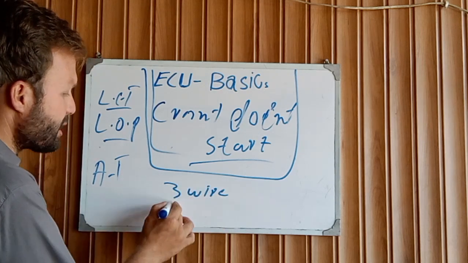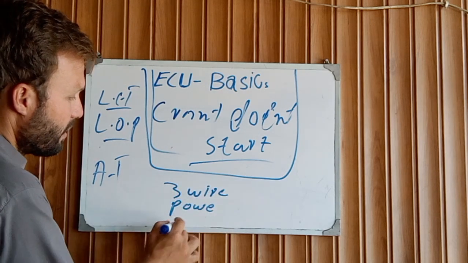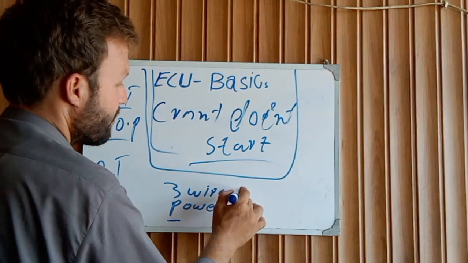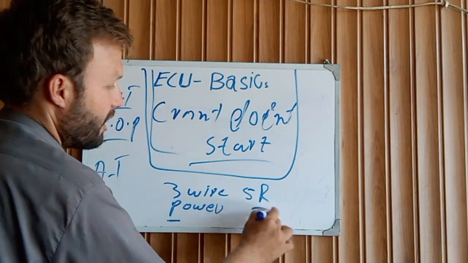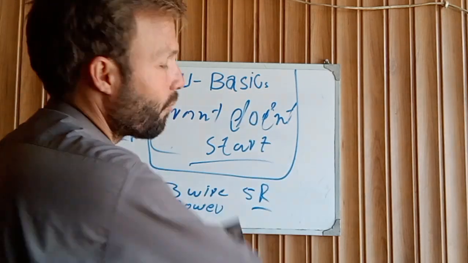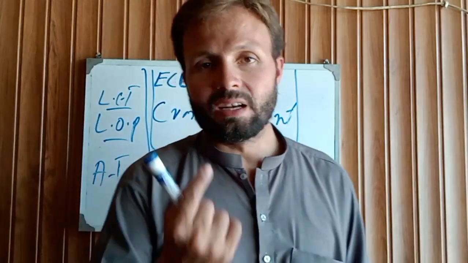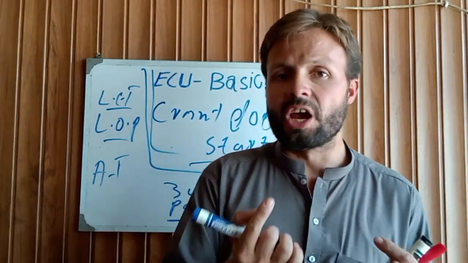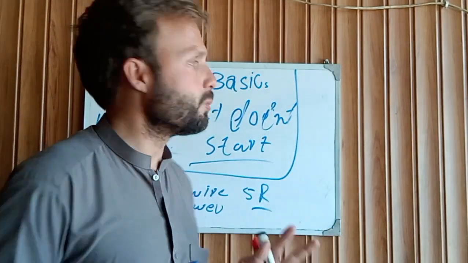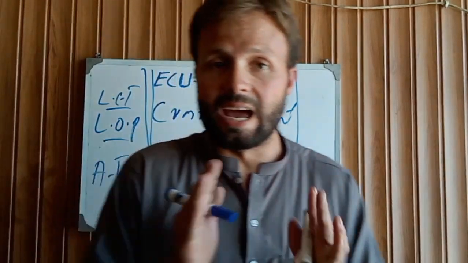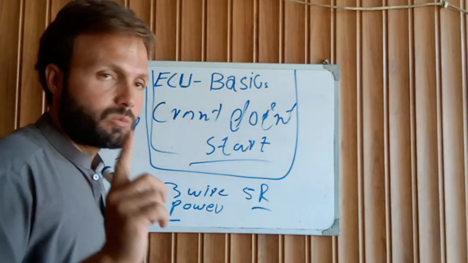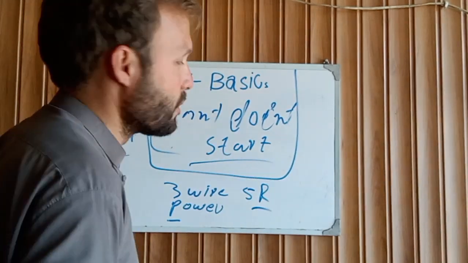Okay, one is power, one is ground, and one is 5-volt reference. First of all you need to verify on each sensor. We must have 5-volt reference on a sensor. That means your engine control module is alive, working. Okay, this is one checking method of the engine control system.